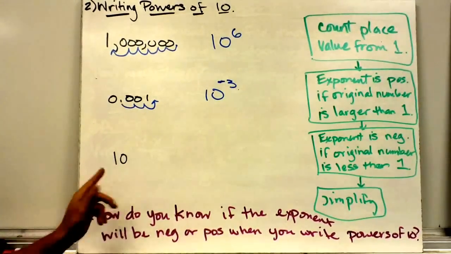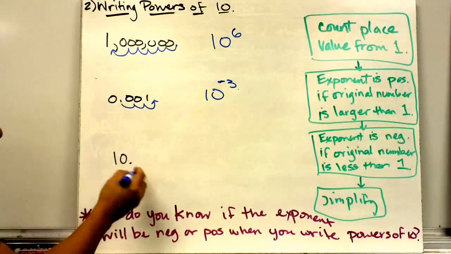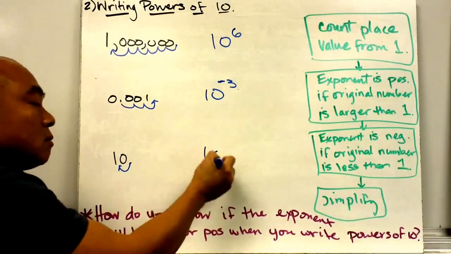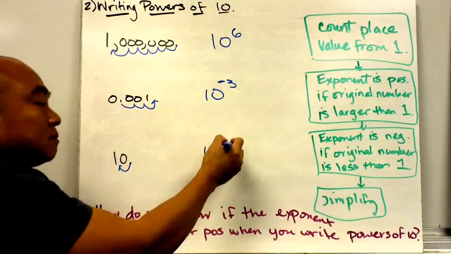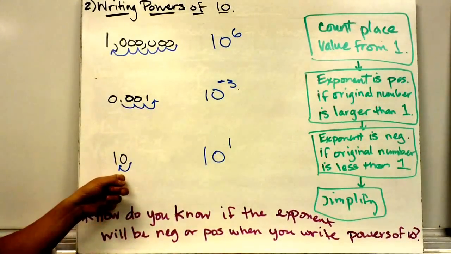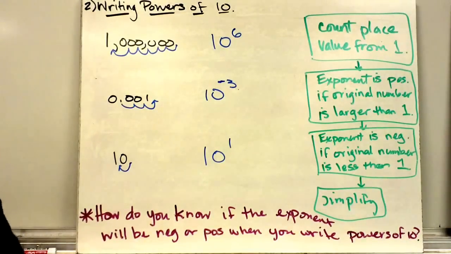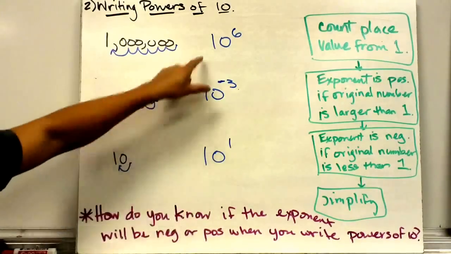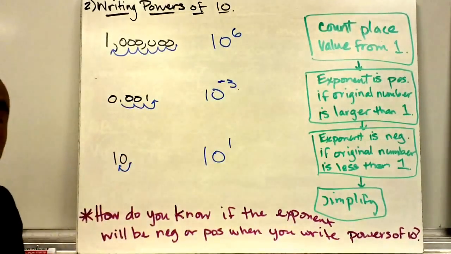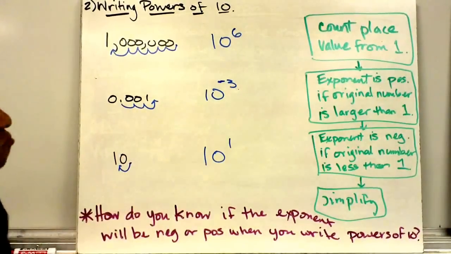Alright, let's try it with 10. I need to make this into 1. So I'm going to take that decimal that is here and move it over 1 time, and that's going to give me 1. I moved it over once. And then, is my original number bigger or less than 1? Well, it's bigger, so that's going to stay positive. Alright? So, real simple way of getting that exponent back to its power of 10. Okay? And if you look at it, 10 to the first power is still 10.